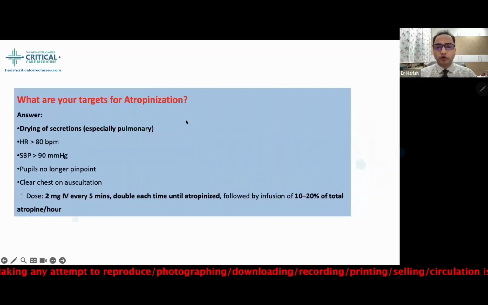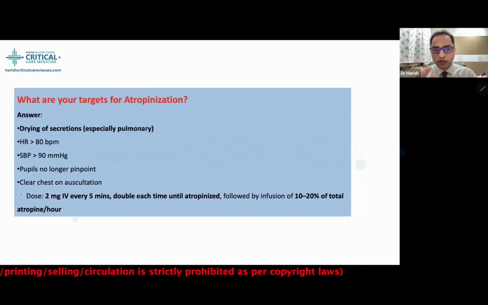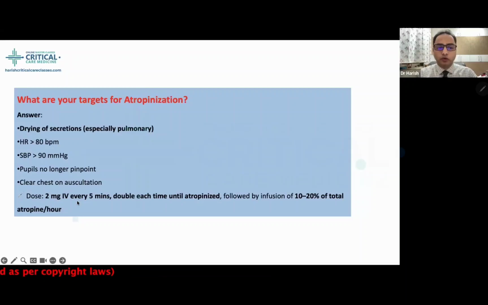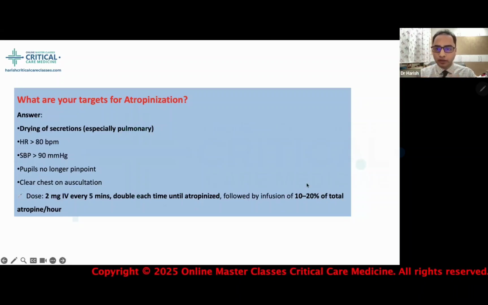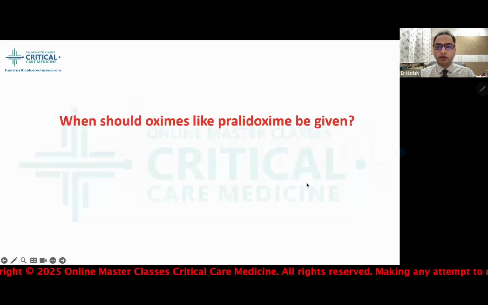So, what are your targets of atropinization? As I already told, drying of secretions, especially lung or pulmonary secretions, heart rate more than 80, systolic blood pressure more than 80 to 90, pupils no longer pinpoint, chest clear on auscultation. So, we give 2 milligram IV every 5 minutes, doubling each time until you achieve the atropinization goal, followed by an infusion of 10 to 20% of the total atropine per hour. Say, to achieve the goal of atropinization the atropine needed is 10 milligram, so around 2 milligram, that is the 20% per hour, you can continue as an infusion. So that is the typical answer you can give in your viva.